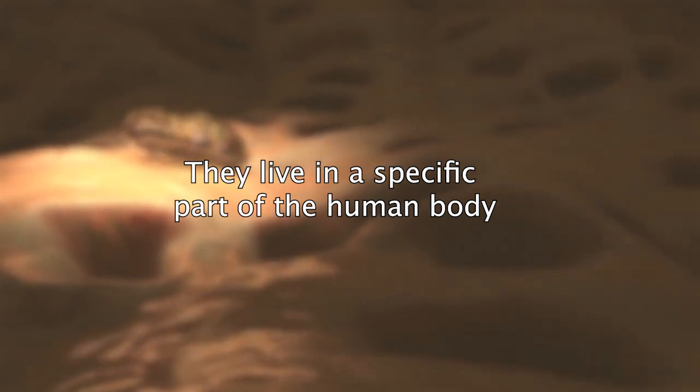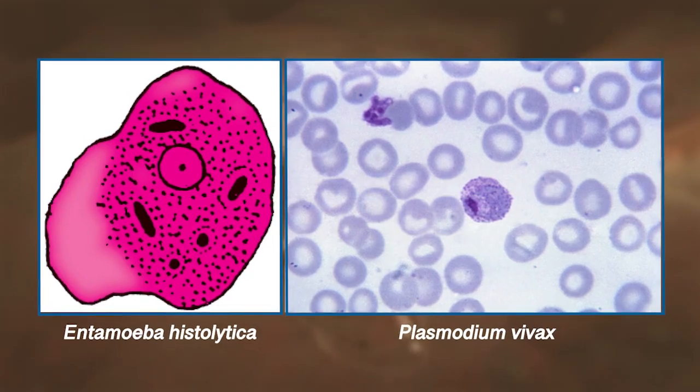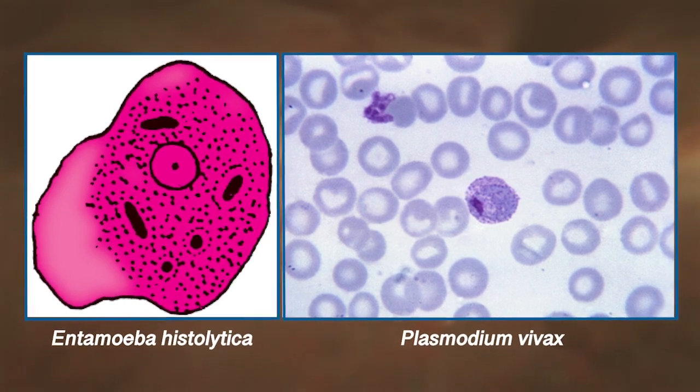They live in a specific part of the human body and have precise food requirements. These organisms cause various diseases in the human body which are characterized by specific symptoms. Let us study two such organisms, Entamoeba and Plasmodium, and the diseases caused by them.